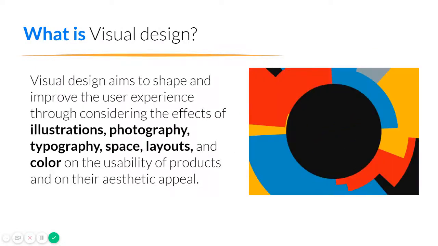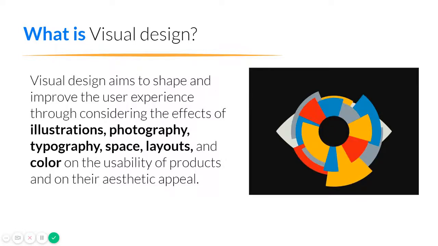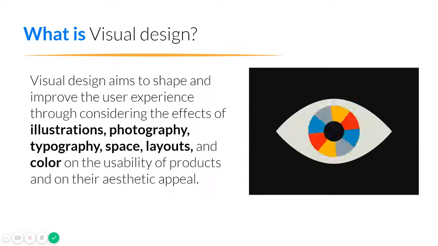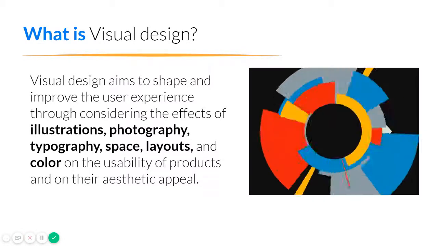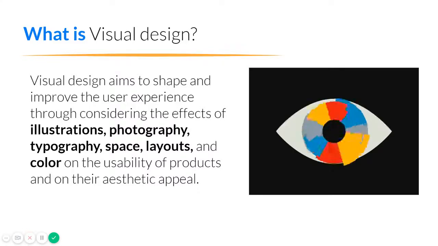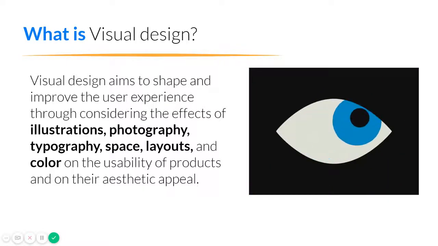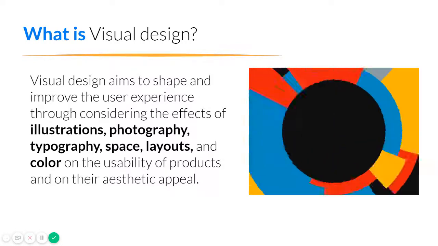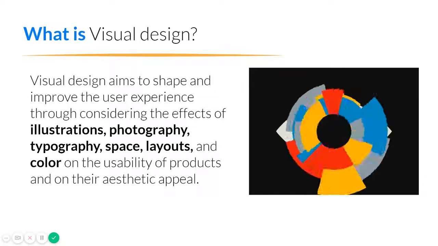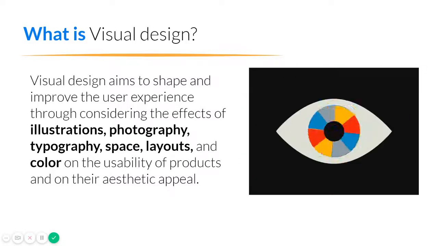Now coming to visual design. What is visual design actually? Visual design aims to shape and improve the user experience through considering the effects of illustration, photography, typography, space, layouts, and colors on the usability of products and their aesthetic appeal. I know it's a lot of heavy words, but it's very simple actually. Design involves all these elements to ensure whoever is watching is giving attention to it. The idea is to catch the attention. I will be telling you more about this.